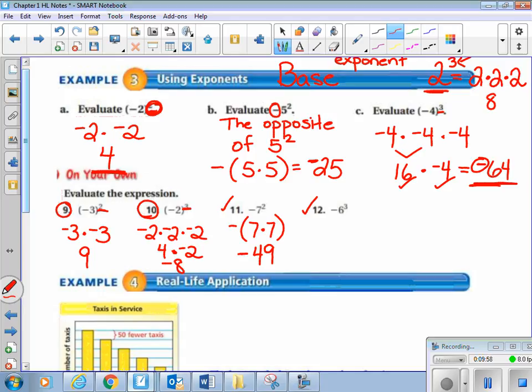And number 12, we're looking at the opposite of 6 cubed. So I'm doing the opposite of 6 times 6 times 6. 6 times 6 is 36. 36 times 6 gives me 216. The opposite of 216 would be negative 216. All right, so please make sure you recognize the difference between your base being in parentheses versus it not being in parentheses.